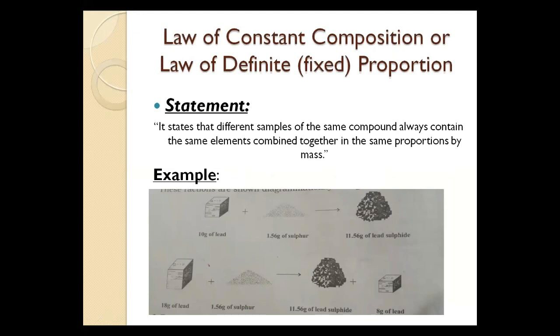Now, from here, we will move toward the next law. The next law is the law of constant composition, or law of definite or fixed proportion. Constant composition, definite or fixed proportion all have the same meaning: having a fixed or the same proportion. This law was put forward by the French chemist Louis Proust in 1799. He performed a series of experiments, and after the experiments and observations, finally reached the statement.